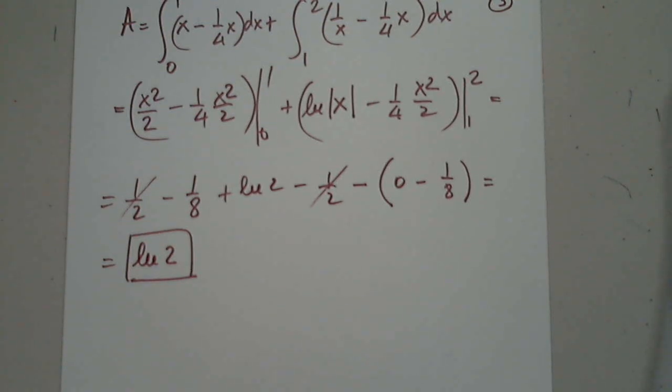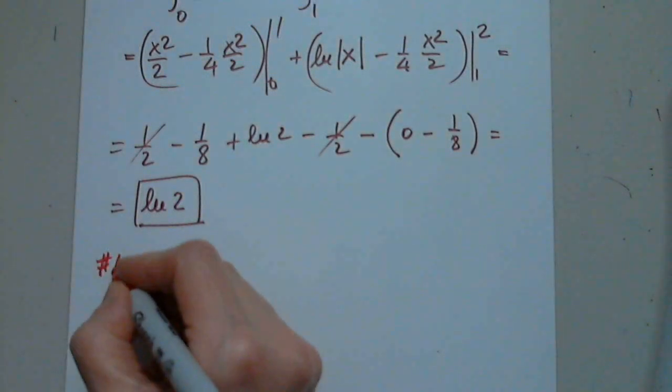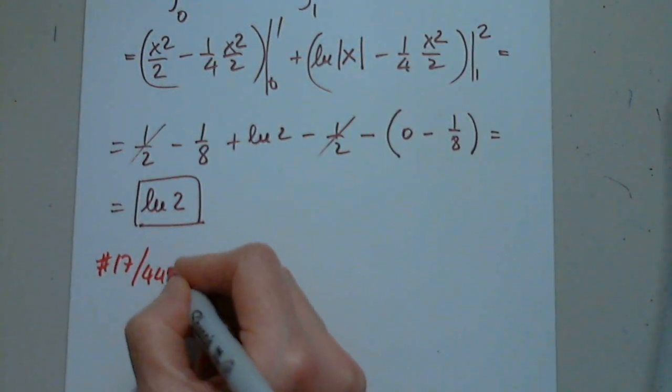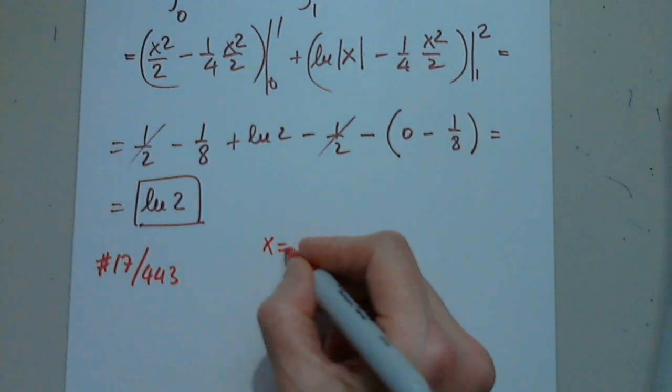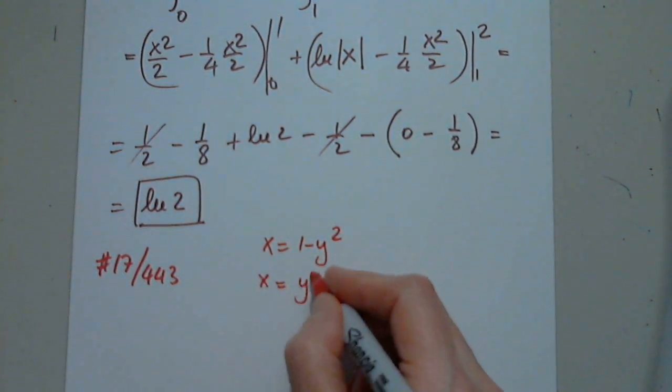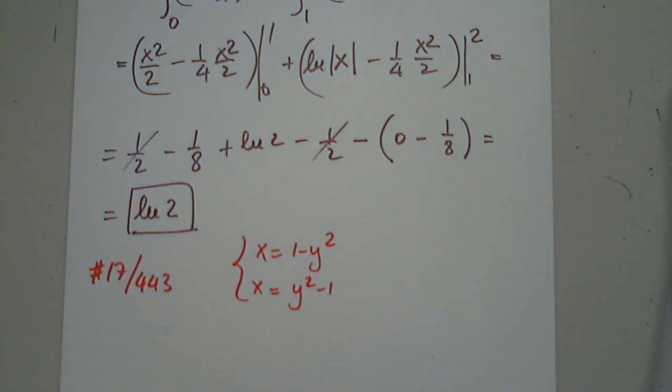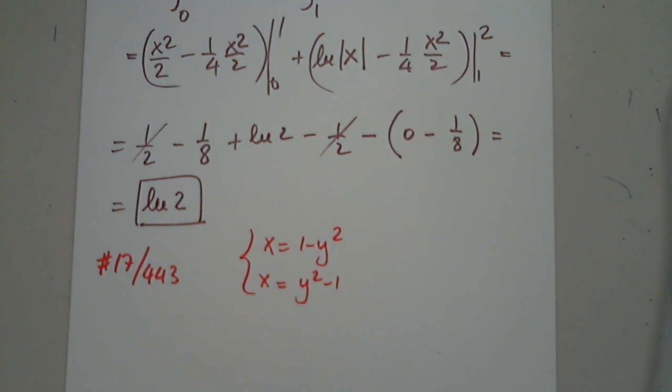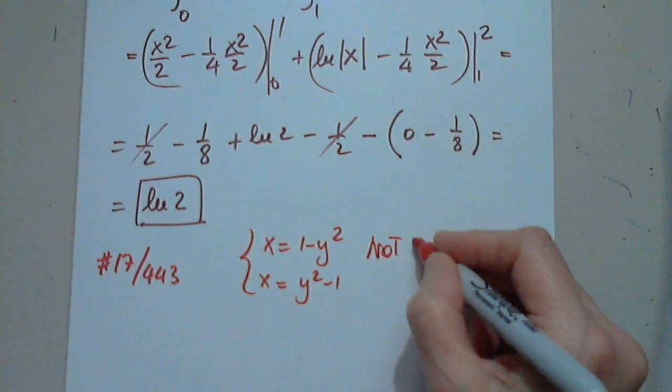Okay, so let's look at another example. I was looking at 17 on page 443, in which we are given x equals 1 minus y squared, and we're given x equals y squared minus 1. Right away, we identify the fact that these are not functions.